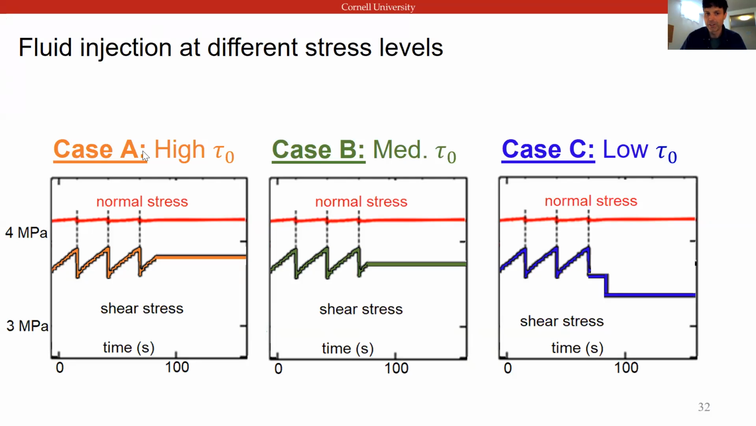What we did here is we explored 3 different cases where we reloaded the sample up to pretty close to the critical stress level, and then held that constant and injected fluid. The middle case is where we increased the stress only a little bit, so it's a little bit lower than before, and held that constant and injected the fluid. And in case C, we actually reduced the stress level below where it ended up after a stick slip event, and then injected fluid into this lower stress environment to see what would happen. So we can actually initiate earthquakes at different levels of background shear stress.